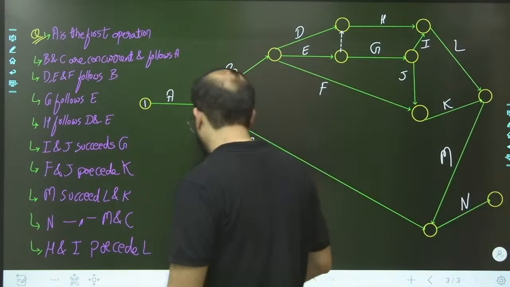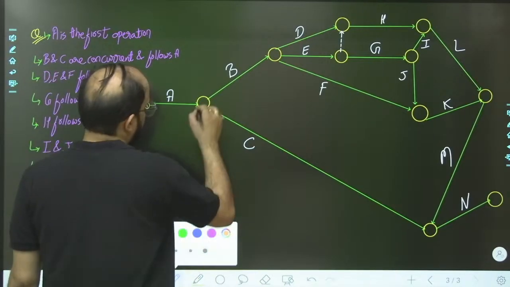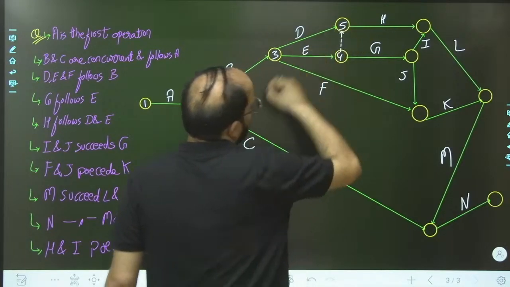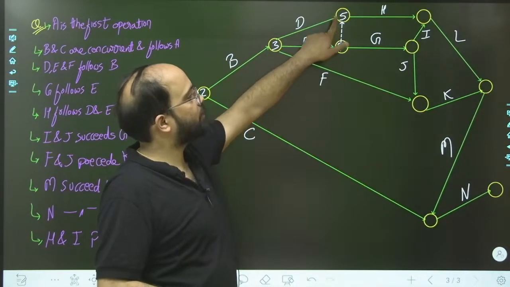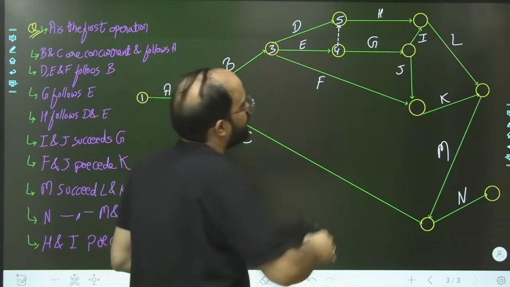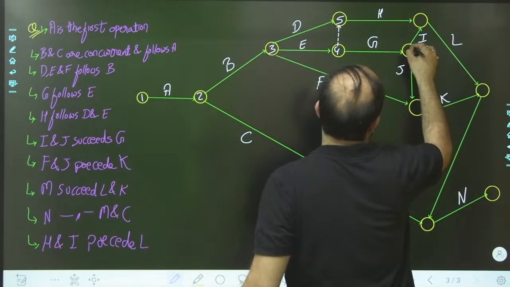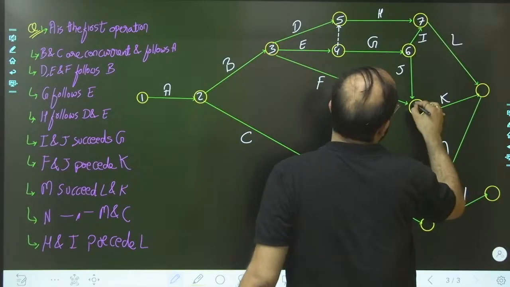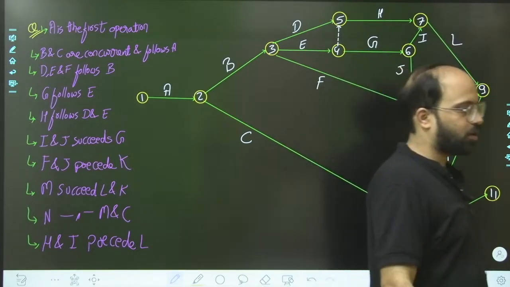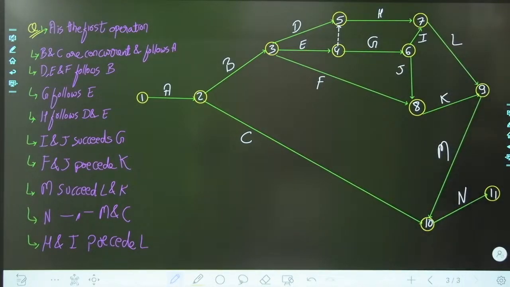Now we are going to number the network. So this is 2, this will be 3, this will be 4, this is 5. Why is this 4 and this 5? Because the arrow is going from tail event 4 to head event 5. Next we have this as 6, this is 7, this will be 8, this will be 9, this will be 10, and this will be 11. Now draw the network. This is the solution of that question.